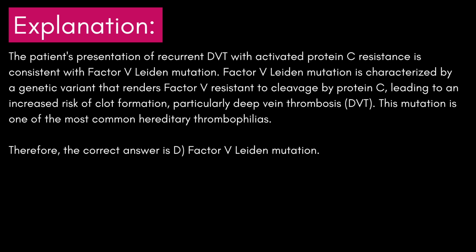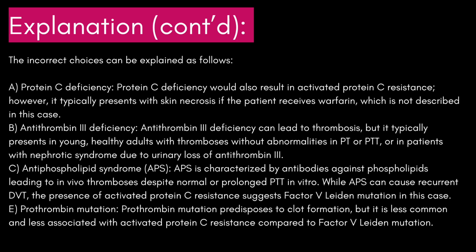All right, let's go ahead and see why the other answer choices are incorrect. The incorrect choices can be explained as follows. A, protein C deficiency. Protein C deficiency would also result in activated protein C resistance. However, it typically presents with skin necrosis if the patient receives warfarin, which is not described in this case. B, antithrombin 3 deficiency. Antithrombin 3 deficiency can lead to thrombosis, but it typically presents in young, healthy adults with thrombosis without abnormalities in PT or PTT, or in patients with nephrotic syndrome due to urinary loss of antithrombin 3.